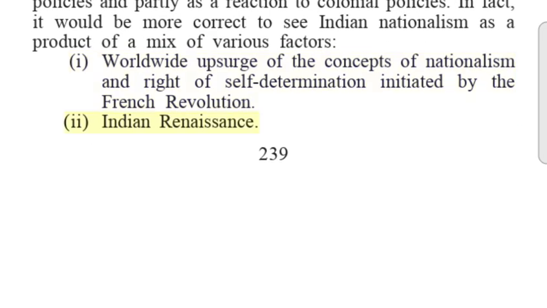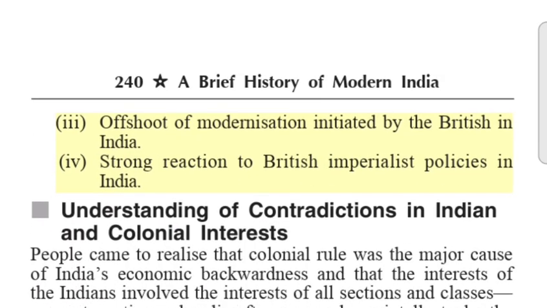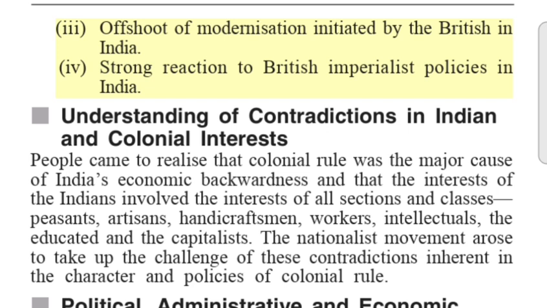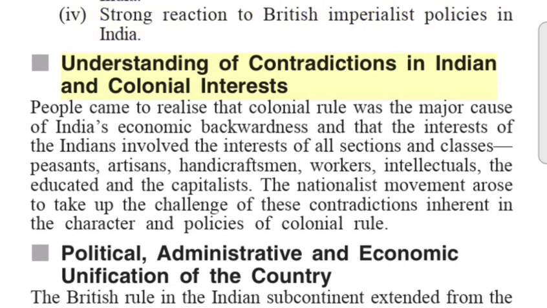Indian Renaissance. A brief history of modern India. Offshoot of modernization initiated by the British in India. Strong reaction to British imperialist policies in India. Understanding of contradictions in Indian and colonial interests.